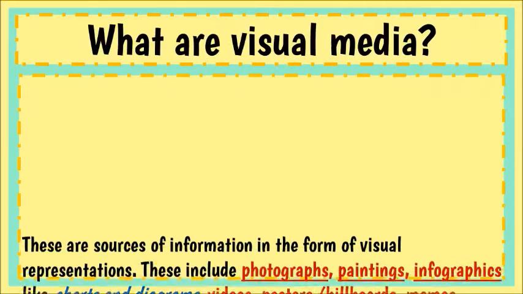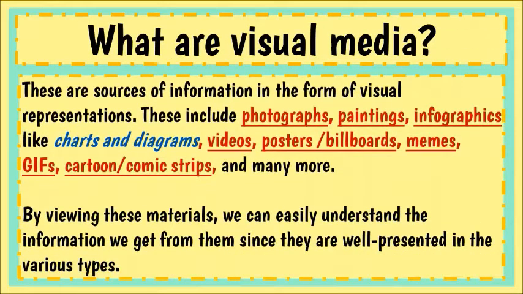So what are visual media? These are sources of information in the form of visual representations. These include photographs, paintings, infographics like charts and diagrams, videos, posters or billboards, memes, GIFs, cartoon or comic strips, and many more. By viewing these materials, we can easily understand the information we get from them since they are well presented in the various types.